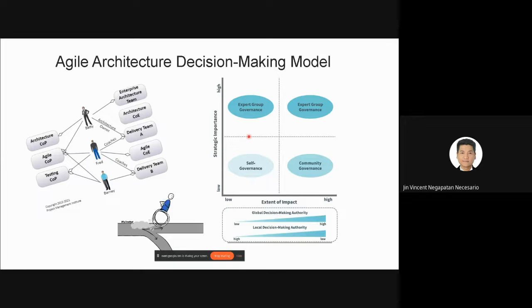So those are some of the things I've seen in the role of the enterprise architects.